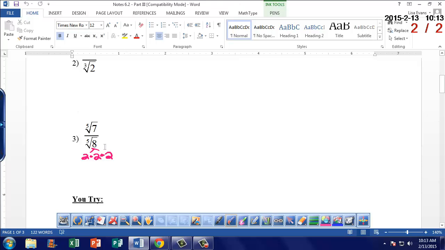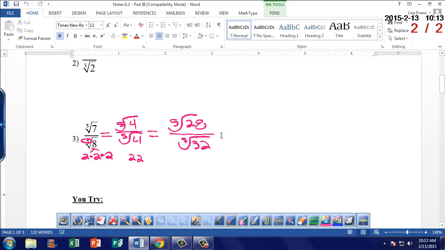So I try to break it down. I know that 8 is 3 2's. I'm taking the 5th root. So how many more 2's do I need? 2. So I'm going to multiply the top and the bottom by the 5th root of 4. Watch what happens when I do that. I have the 5th root of 28 over the 5th root of 32.